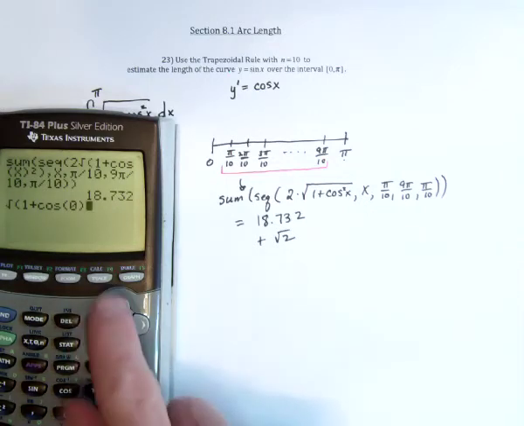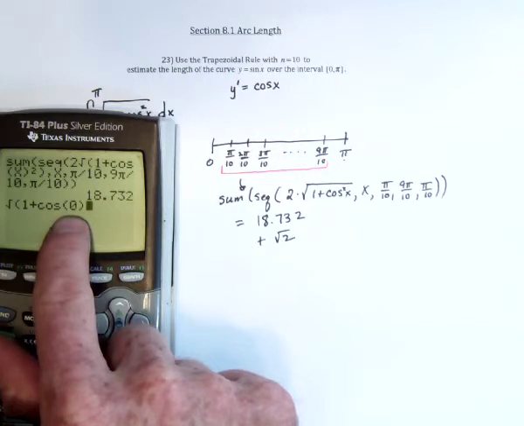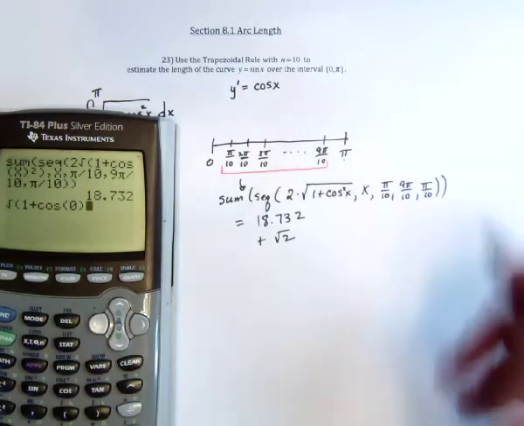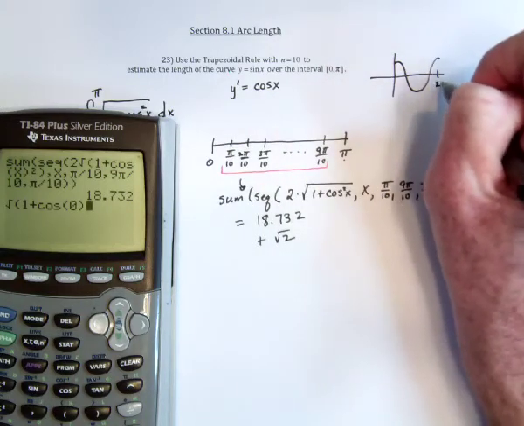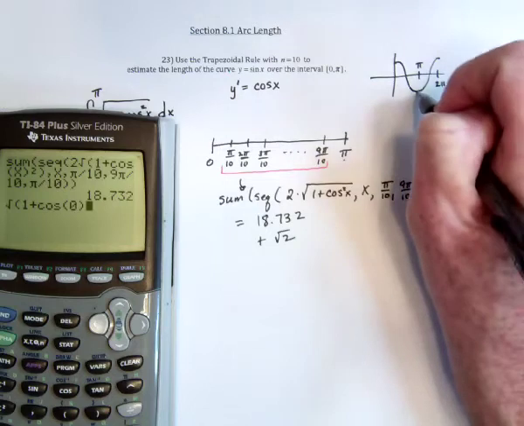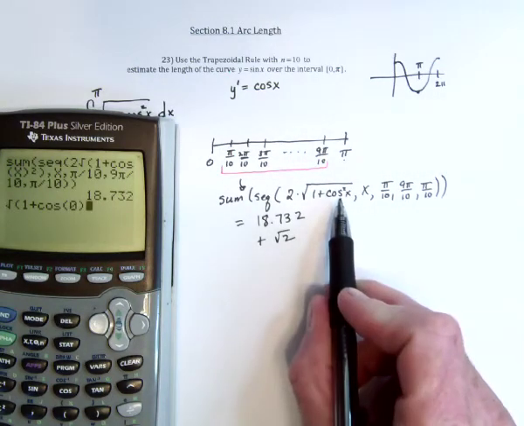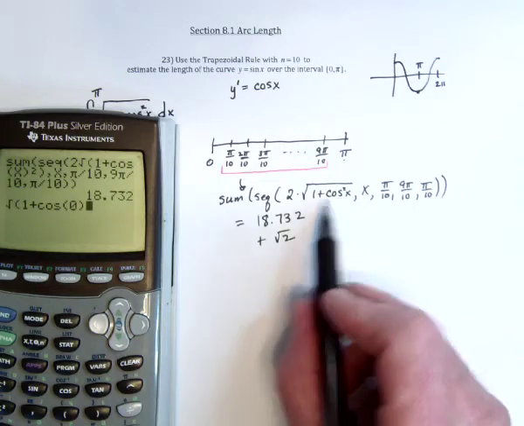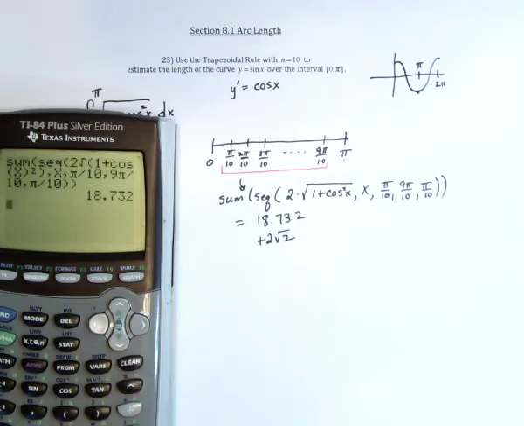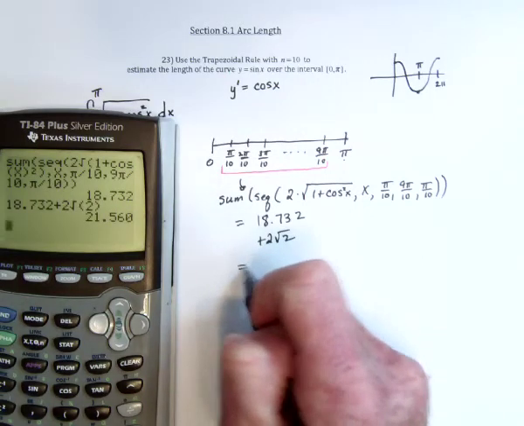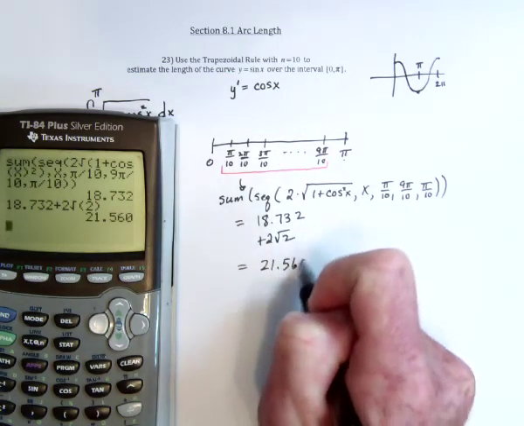And what about when you do this with pi? So cosine of pi, cosine graph looks like this. This is 2 pi. So cosine of pi is a negative 1. But then it's got to be squared, so it becomes a positive 1. That means it's another square root of 2. So we have to add in 2 square roots of 2. So take the 18.732 and add in 2 square roots of 2. And now the total is up to 21.560.